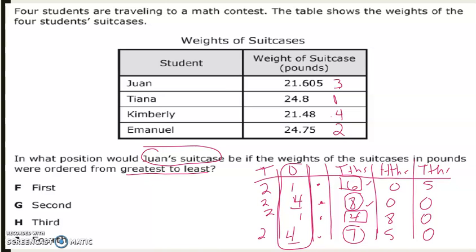Now let's go back to the question. I'm looking for the position of Juan's suitcase. So I'm going to go over here to my table. I'm looking for Juan's suitcase, and here it tells me that it was the third place. So this is my third suitcase. So my answer here would be H, third. Okay, so let's go on to our next question.